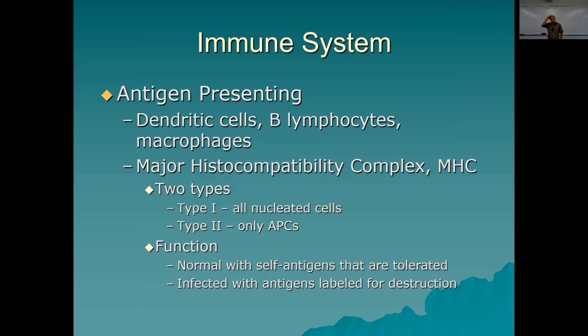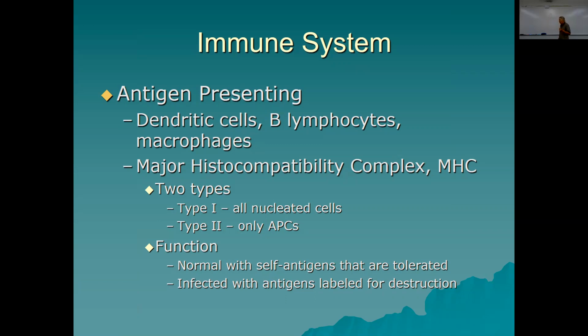Then you also need to know of 2 what are called major histocompatibility complex proteins, MHC proteins, type 1 and type 2. Type 1 is found on every nucleated cell in your body. This means they're not on red blood cells. Type 2, the only cells that have type 2 are APCs. Okay.